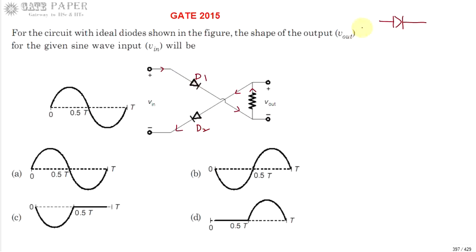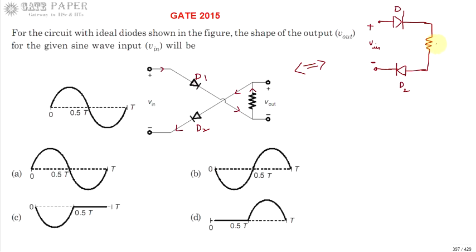So V in, the positive terminal, is connected to the P side of D1, and the N side of D1 is connected to a resistor, and the other end of the resistor is connected to the P side of D2. And the N side of D2 is connecting to the negative terminal of V in. So both are going to be the same.